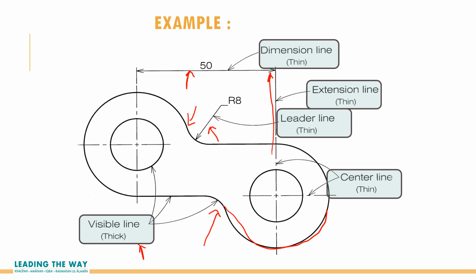And the last one is the dash. So if you have a circle, you will have to use the chain line like this one. This is usually used for the center line. So it is a chain line and also it is thin.